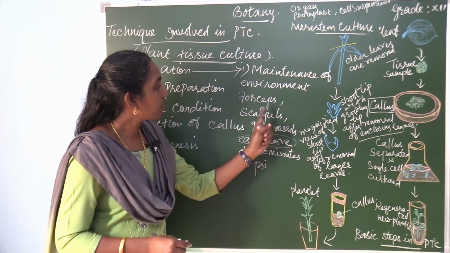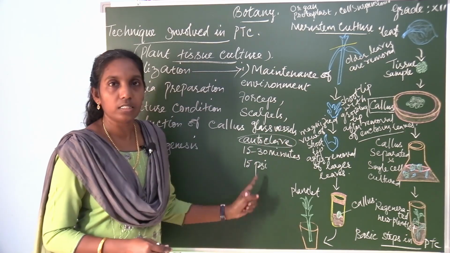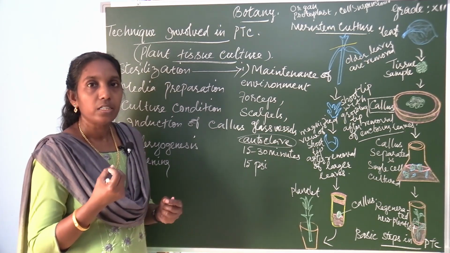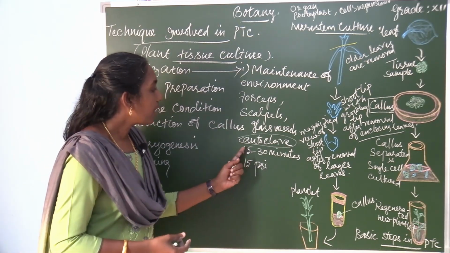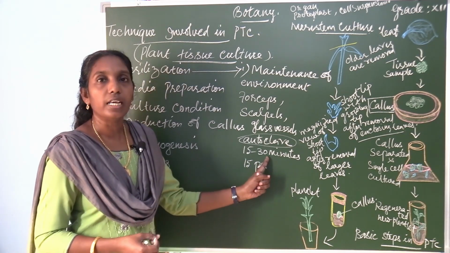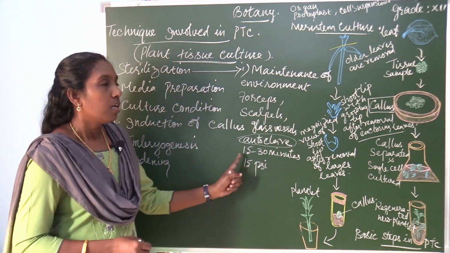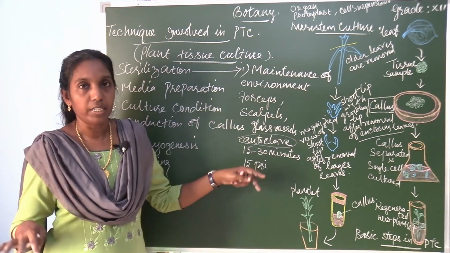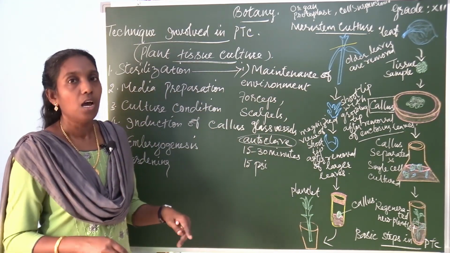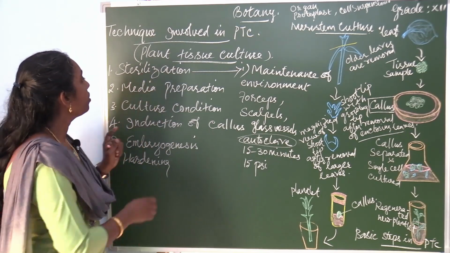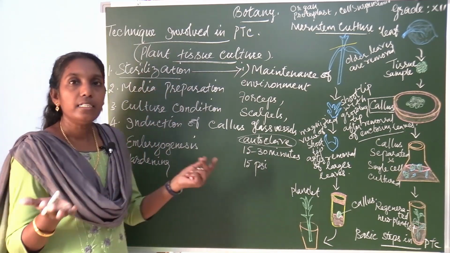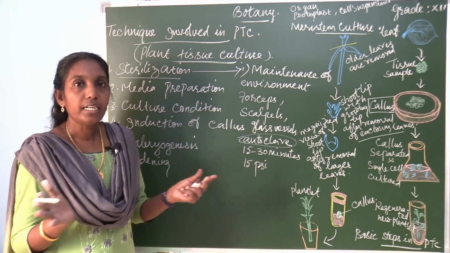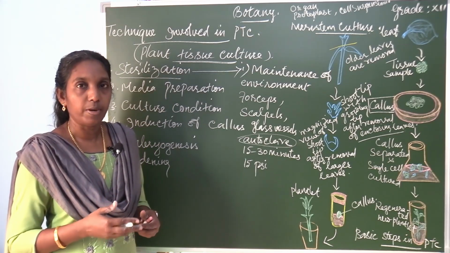So all these glassware, the forceps, scalpels, glass vessels, can be sterilized using wet steam in an autoclave for 15 to 30 minutes. So this is surface sterilization, the maintenance of the environment. The environmental conditions must be sterilized. The definition of sterilization is to get rid of microbes from the environment. There are a number of microbes in the form of bacteria or fungi.